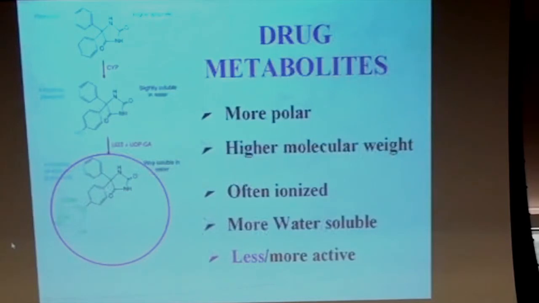And this is the whole point of drug metabolism. You take a lipophilic drug like phenytoin, it's hydroxylated by P450, and then it's conjugated to glucuronic acid or sulfate, and you've turned it from something very lipophilic into something that is very, very water soluble and easily excretable. And typically these drug metabolites are less active.